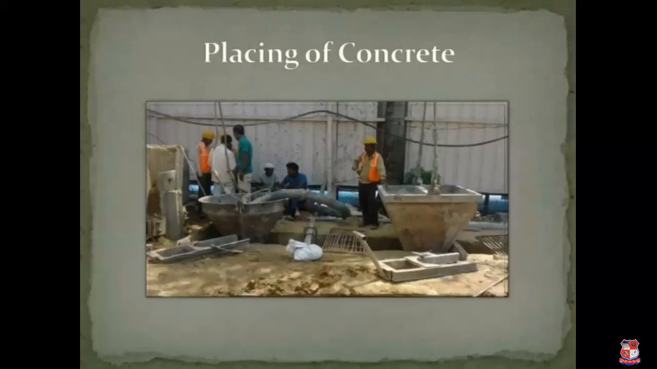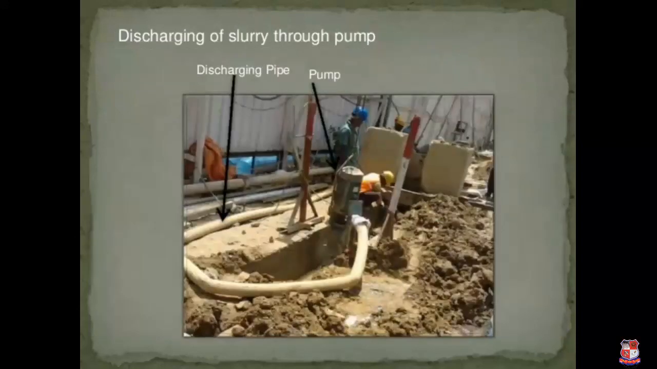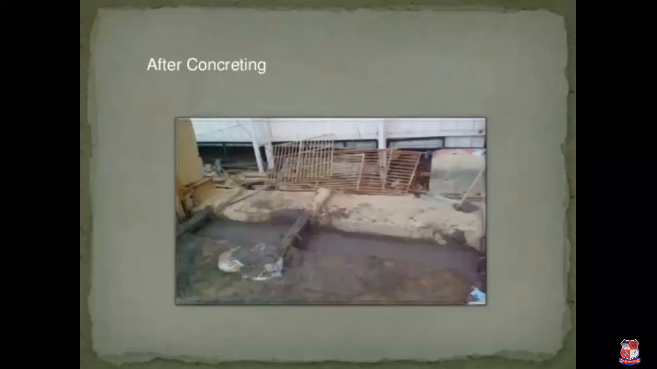Next, placing of concrete can be seen in the image. So, the tremie pipe is made up of segments of 1 meter in length. The tremie pipe is lifted up by crane and goes up and down to compact the concrete. And these segments are removed one by one after doing concreting to a certain depth. So, we can see that in the image. Now, discharging of slurry through pump. So we can see this in the discharging pipe and the pump. After concreting, it will be like this.